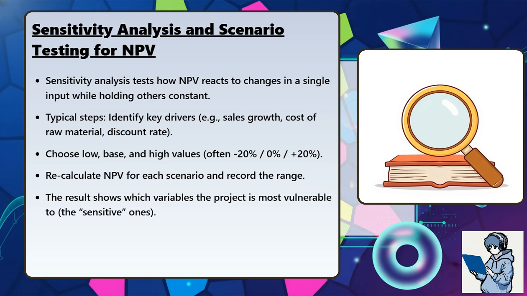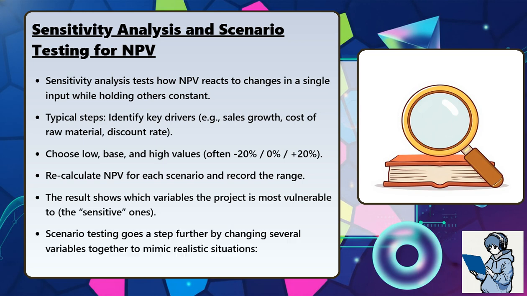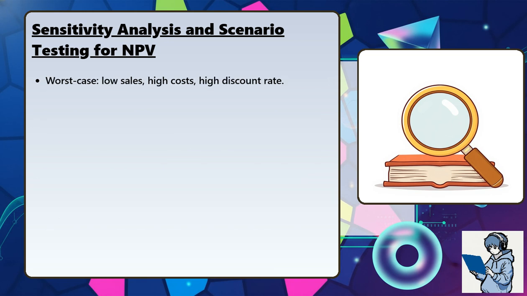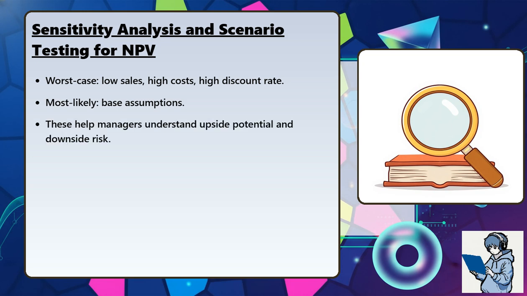The result shows which variables the project is most vulnerable to, the sensitive ones. Scenario testing goes a step further by changing several variables together to mimic realistic situations. Best case: high sales, low costs, low discount rate. Worst case: low sales, high costs, high discount rate. Most likely: base assumptions. These help managers understand upside potential and downside risk.